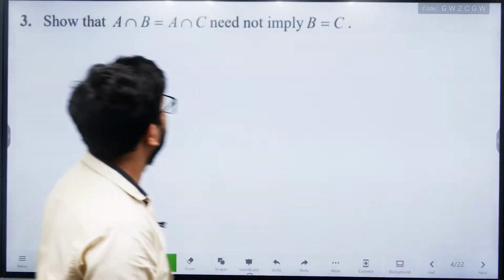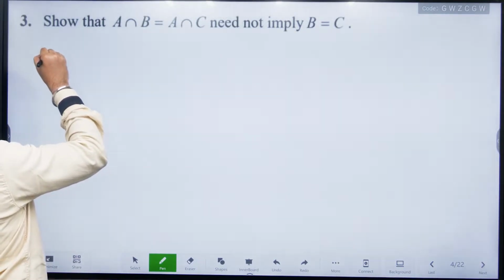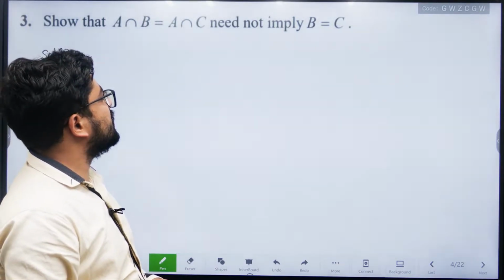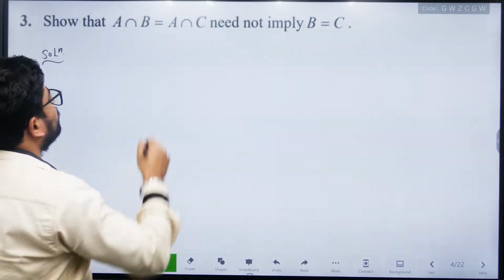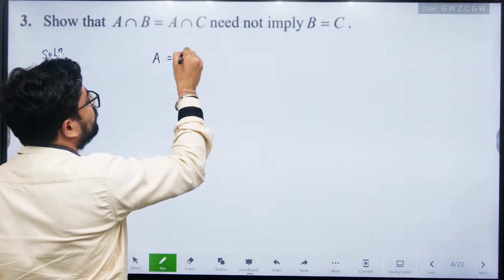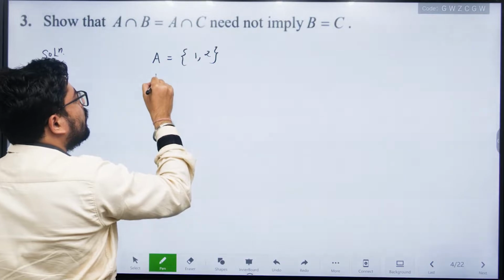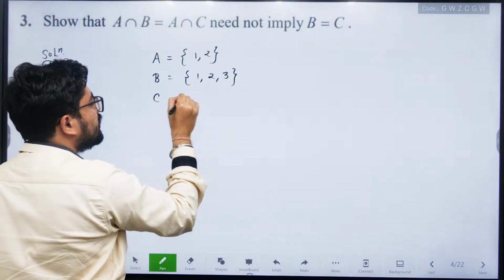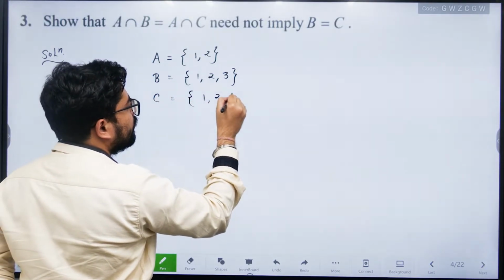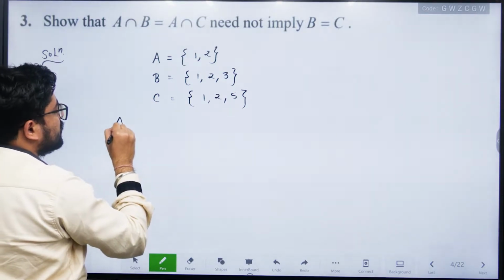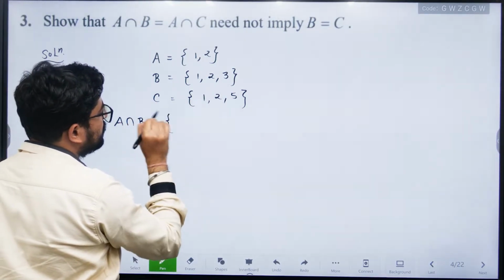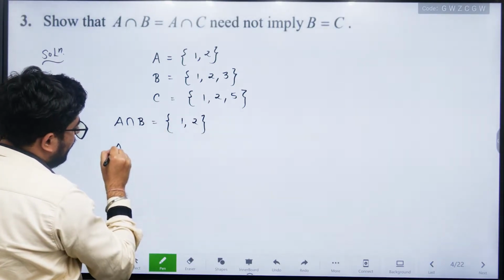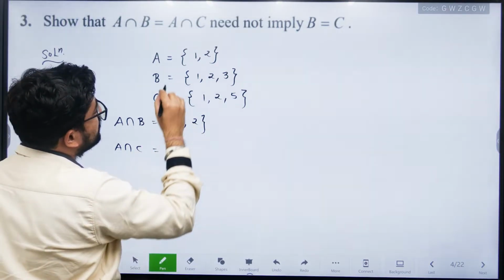Next is, show that A intersection B is A intersection C need not imply B equals C. Okay, then let's take A is equal to {1, 2}, B is equal to {1, 2, 3}, C is equal to {1, 2, 5}. Clearly, if you check A intersection B, A intersection B is {1, 2}. Okay. A intersection C is what? A intersection C is {1, 2}.